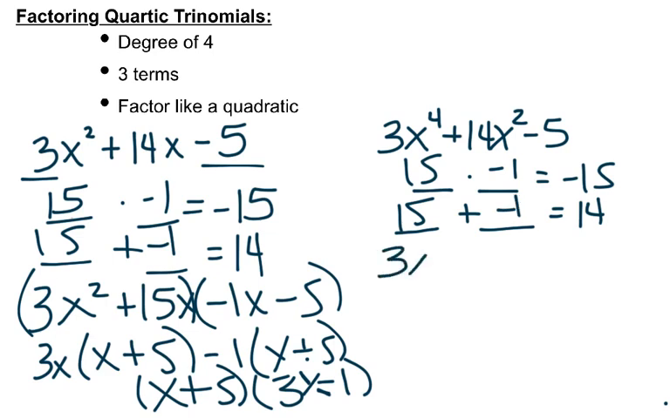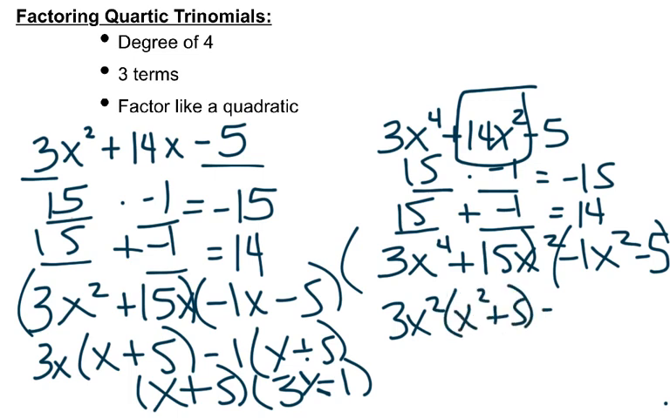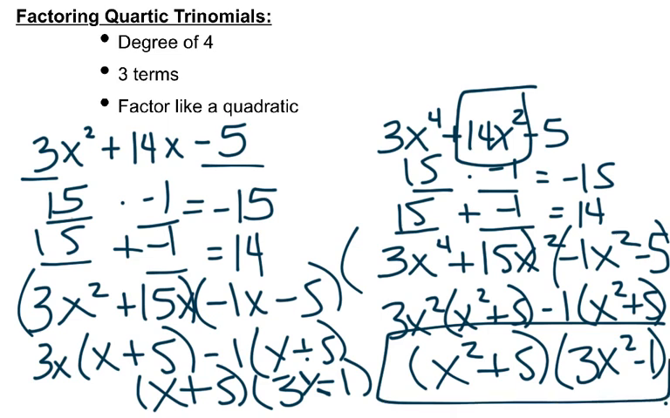The only difference is that when I rewrite the middle, notice that the middle had an x squared, so it's going to be plus 15x squared minus 1x squared minus 5. Same thing. Group the first two and last two. So I can pull out a 3x squared, I'm left with x squared plus 5. I can pull out a minus 1, I'm left with x squared plus 5. So my two answers are x squared plus 5, can't go any further because it's a plus sign, and 3x minus 1, can't go any further than that.